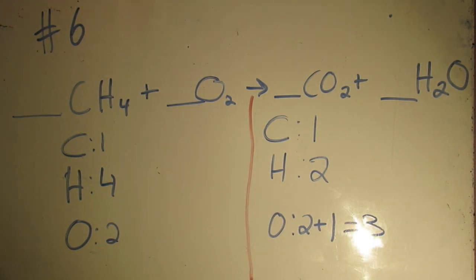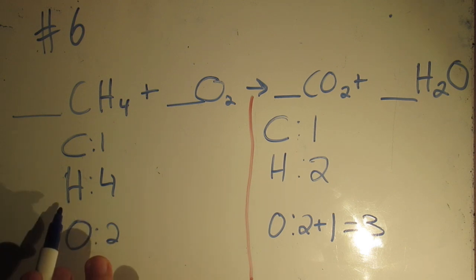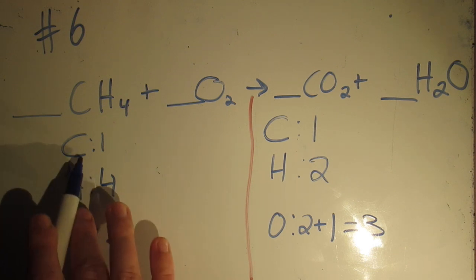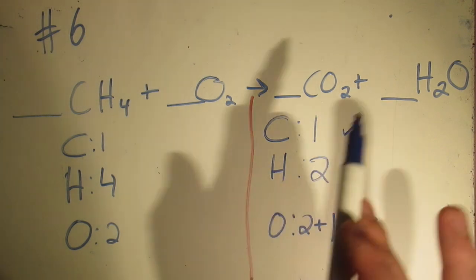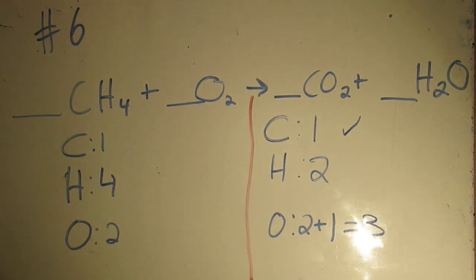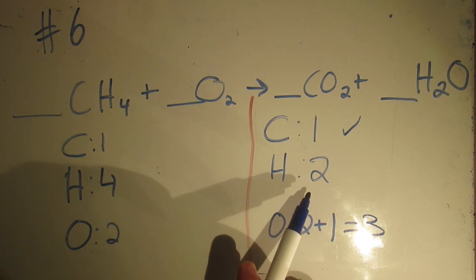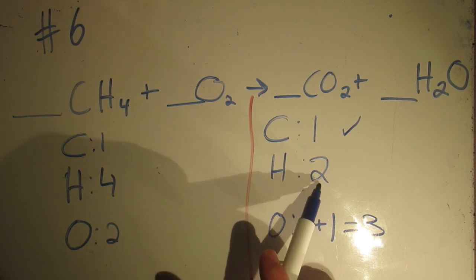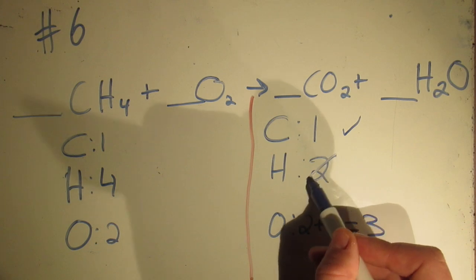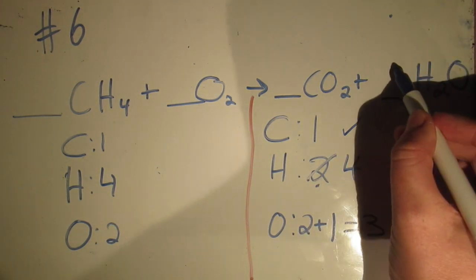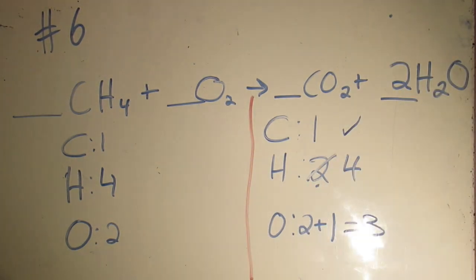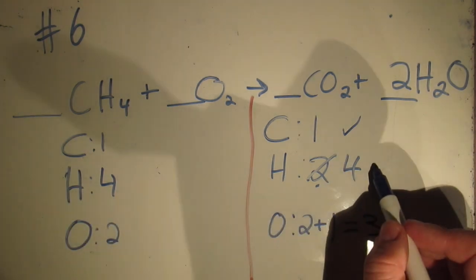So this seems a little tricky. Where do we start? I'm going to start with my hydrogens because the carbons look fine right now. So I'm going to do a little check. Carbon's 1 on both sides. That's good. So hydrogen 4 on this side, only 2 over here. So I'm going to multiply this 2 by 2 to give me 4. So that's my coefficient here. Okay, so hydrogens are now checked.